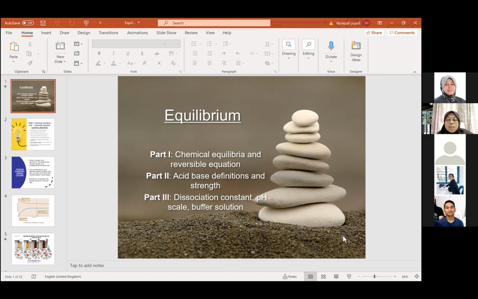we'll be discussing the dissociation constant, which is Ka, the dissociation constant for acid, and Kb, the dissociation constant for base. We also will discuss the solubility product, which is Ksp. So that will be the third part.